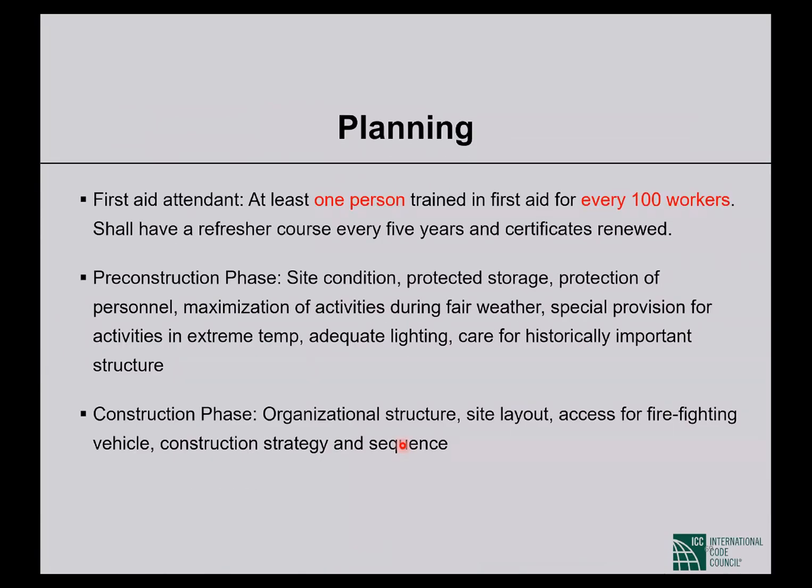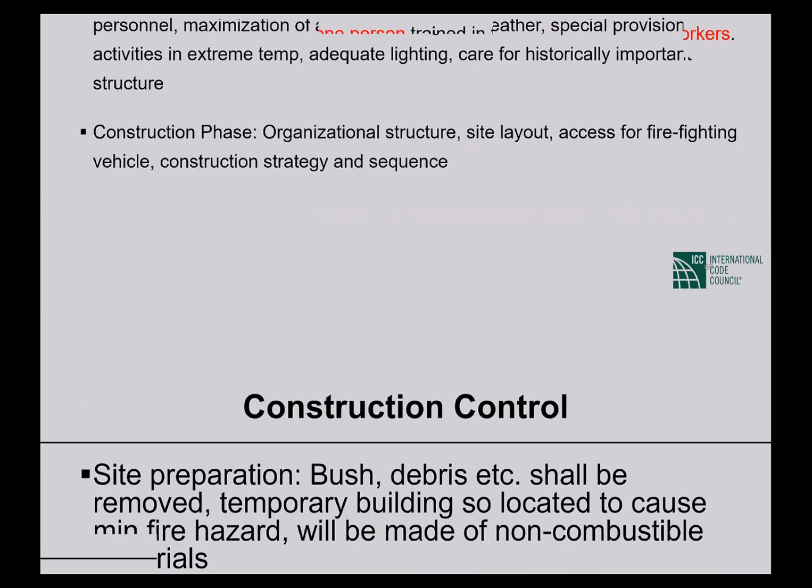Planning, there are many things. I'll go into the details of that, but let me mention just one point. First aid attendant. Do you know that the code requires that there should be at least one person trained in first aid for every 100 workers? And that person should not only be trained, every 5 years he has to attend a refresher course. But we don't have that kind of training available, so we don't have this type of first aid attendant in our workforce, but that is required by the code, etc.